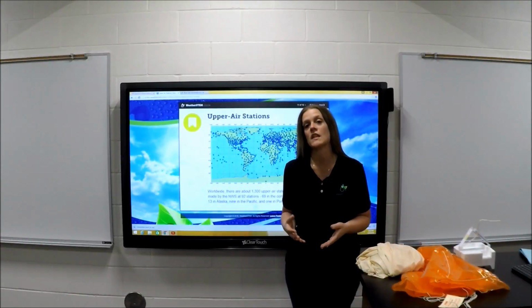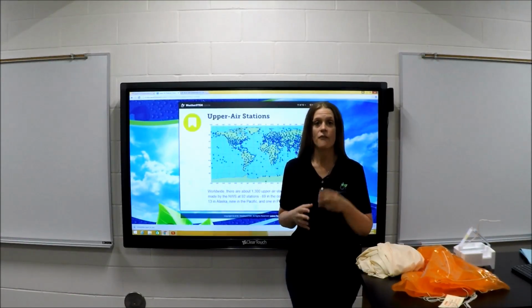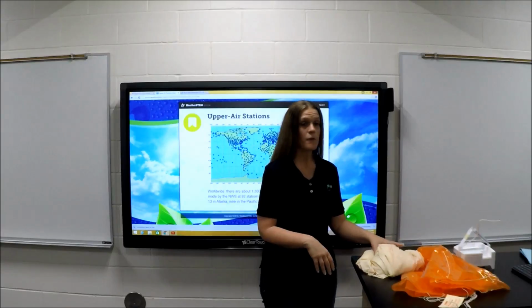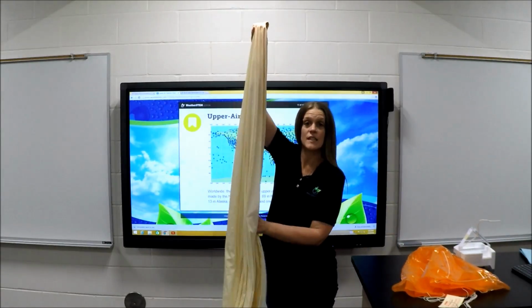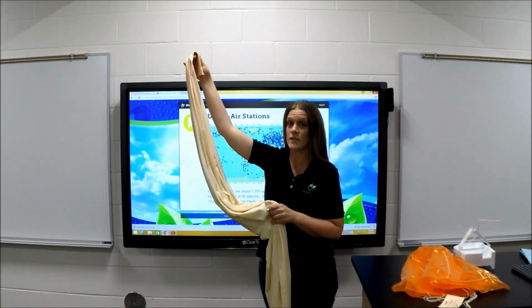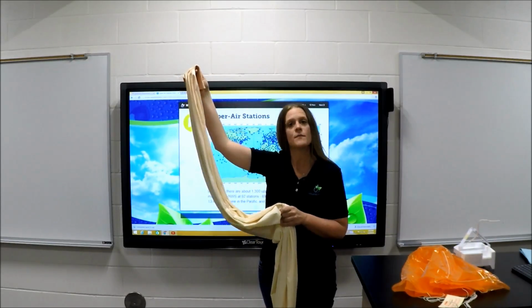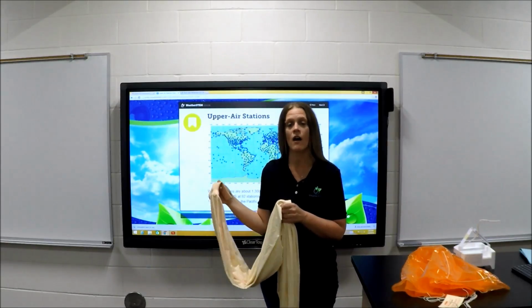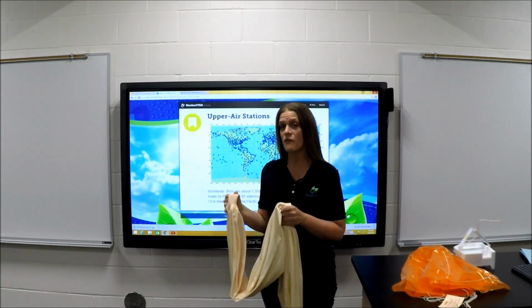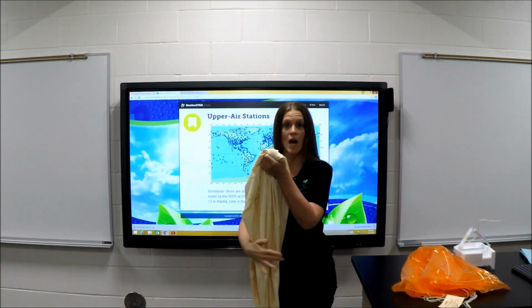The weather balloons that the National Weather Service use have 3 distinctive parts. The first is the actual weather balloon itself. As you can see, it's a larger balloon than what you would typically buy in the store. It's made of a very special material that will allow it to expand out to a width of about 35 feet before it will actually pop.